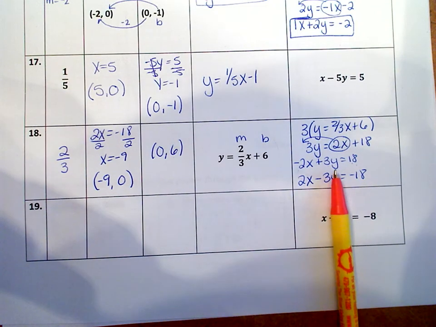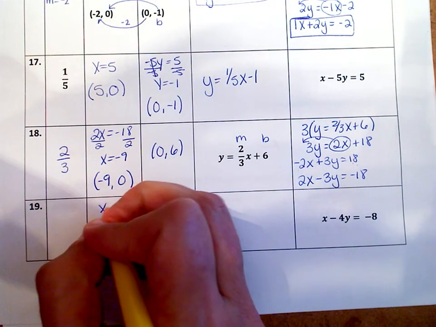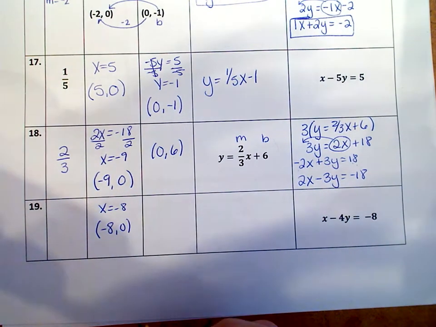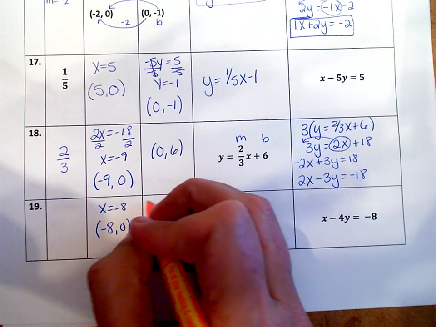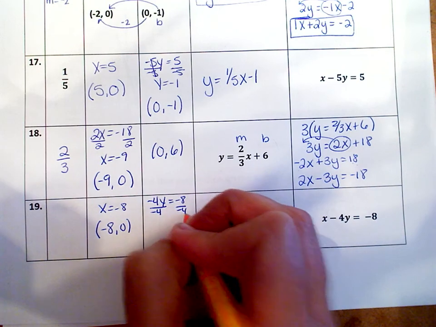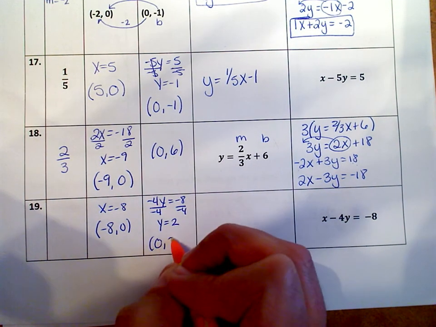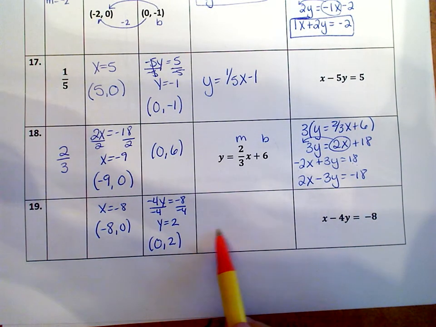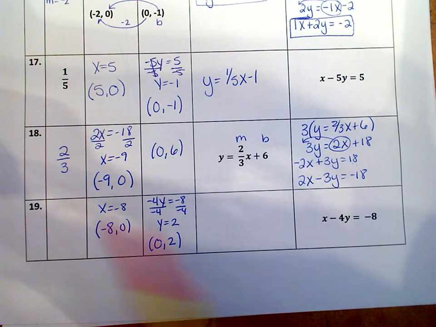So to find the x-intercept, we cover up the y, so x equals negative 8. And so this coordinate then is negative 8, 0. To find the y, we cover up the x, so that gives me negative 4y equals negative 8. And when you divide both sides by negative 4, y equals 2. So 0, 2 is your y-intercept. So I have part of the equation. I have the b, but I don't have the m. So I'm going to have to find the m.